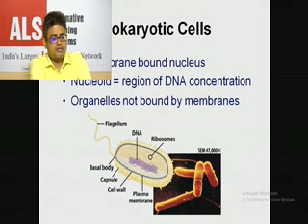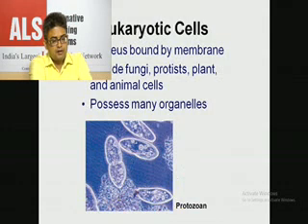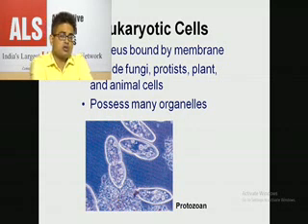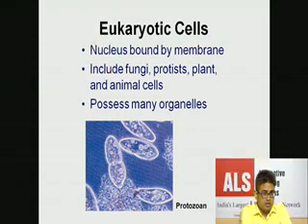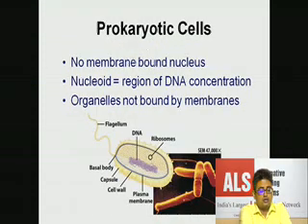So prokaryotic cells have no membrane-bound nucleus. The nucleoid is the region of DNA concentration, and organelles are never bound by any membranes. Then comes eukaryotic cells. Prokaryotic cells I have already done. I also explained to you that they have phosphate granules, cyanophycin granules, gas vacuoles, and nucleoid, mesosome. All these things I have already discussed.